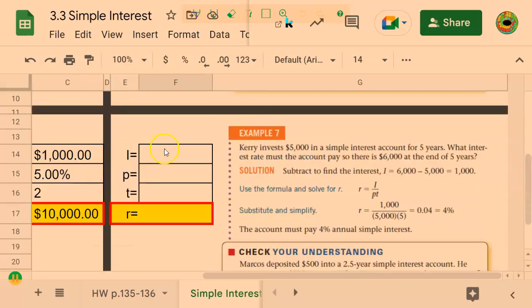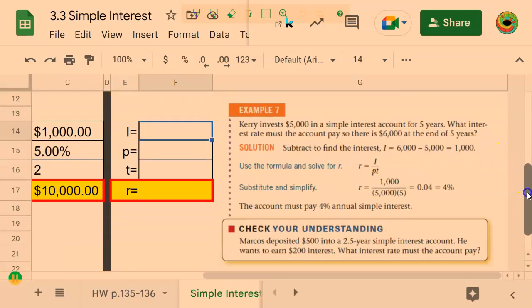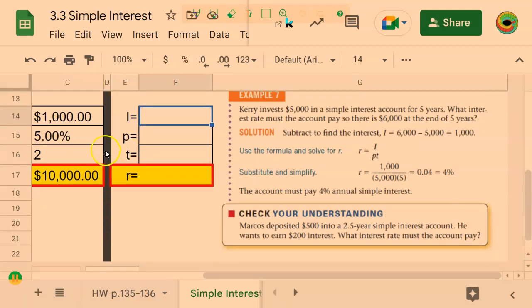All right, one more. Let's go down to example 7, which the answer is rate. So this is when you're shopping, like for a good rate. How much of a rate do I need to get in order for this to happen, right? And people that start retiring late, this is what they're doing. They're like, I need to get the best rate so I can get the most money, that kind of thing. So Carrie invests 5,000. So I'm starting off with 5,000. Don't forget the format.